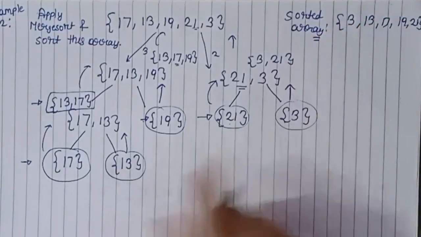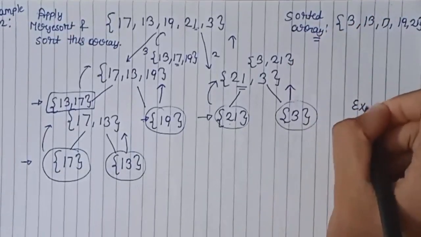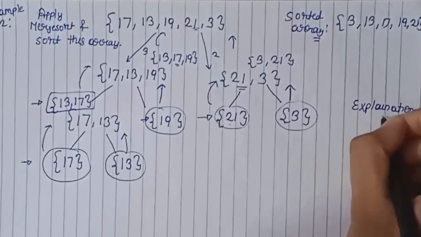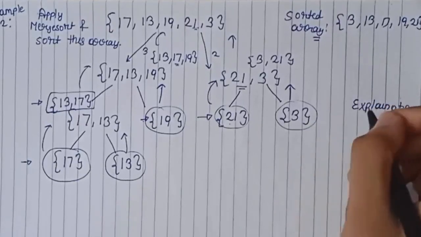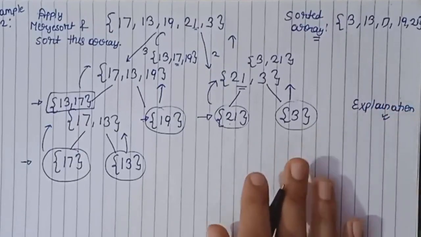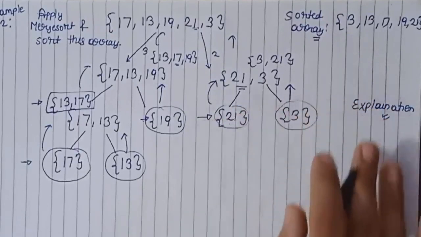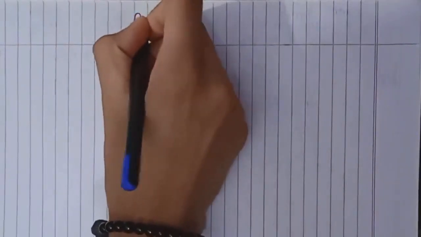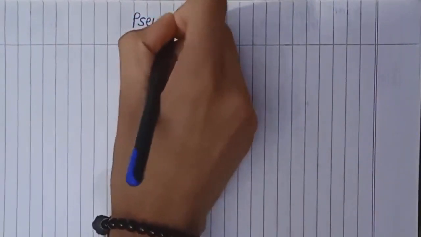So at this step, the explanation part is complete. So now we will move on to the pseudocode. How can we write pseudocode for this algorithm? So, pseudocode.